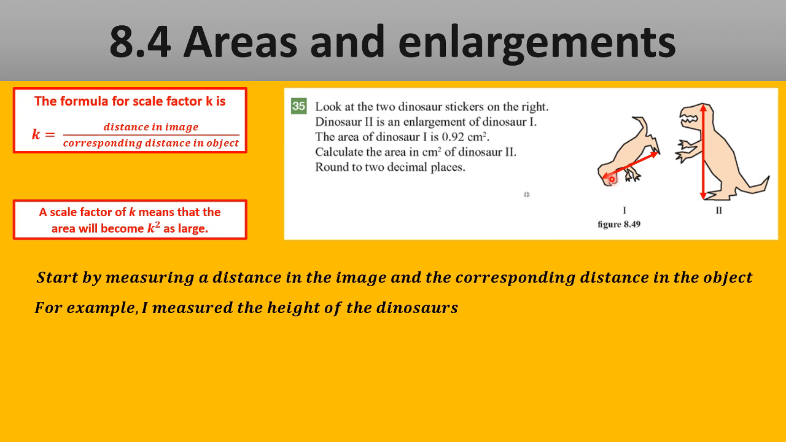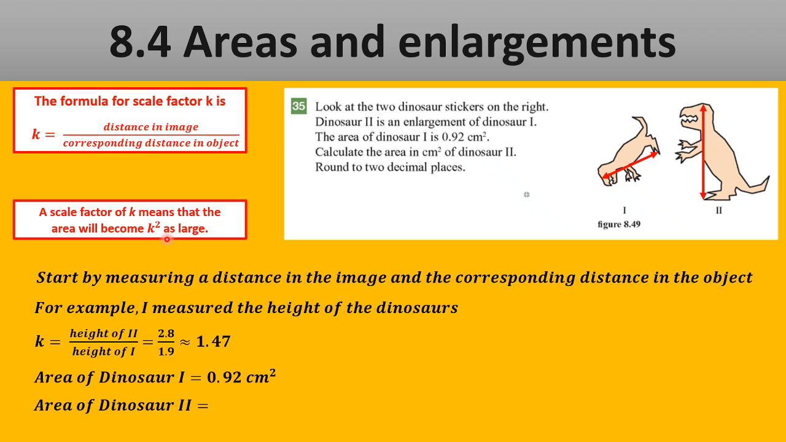How do I find K? Well, by dividing this length with this length. I measured this was 2.8, this is 1.9, so my scale factor is approximately 1.47. So every line in this sticker is 1.47 times as big as the lines in figure 1 here. But the area is not 1.47 times as large, it's 1.47 squared as large. So we start with 0.92.